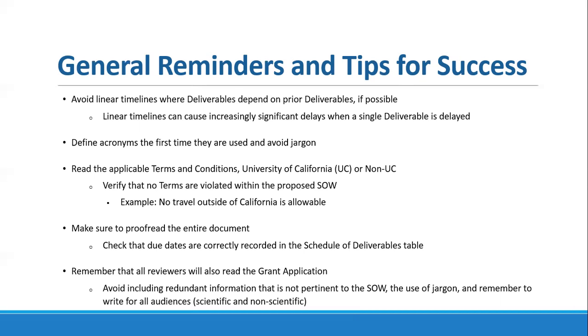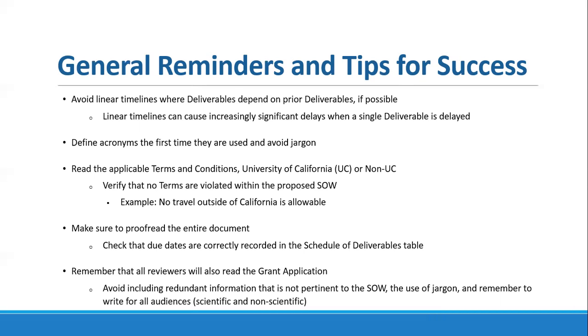And on the acronyms in particular, treat essentially questions 1 through 4 and the scope of work and budget as kind of separate documents. If you've defined an acronym in, say, question 1, go ahead and define it again the first time it's used in the scope of work.